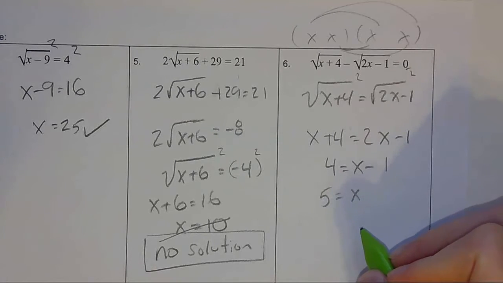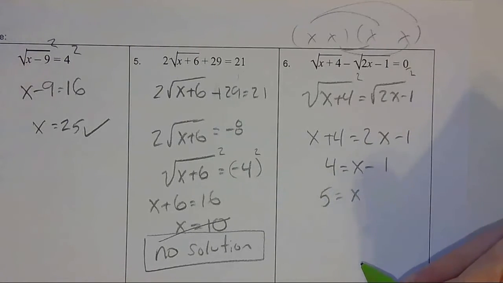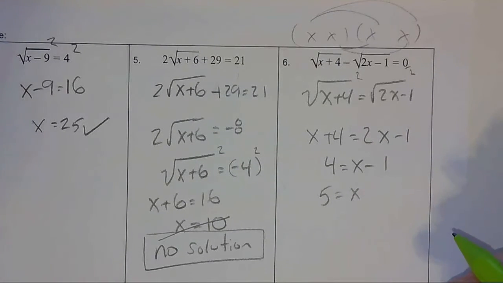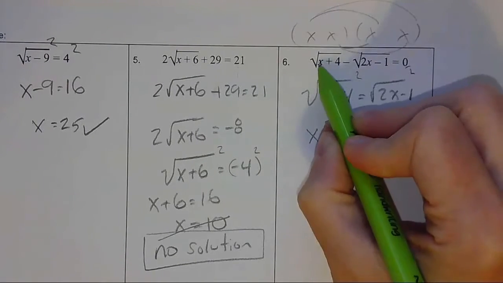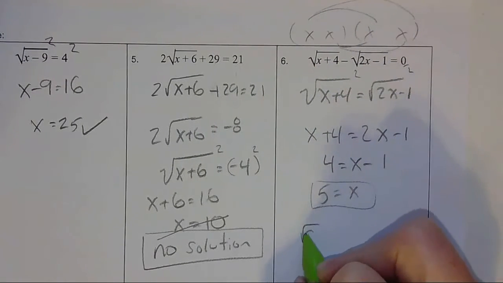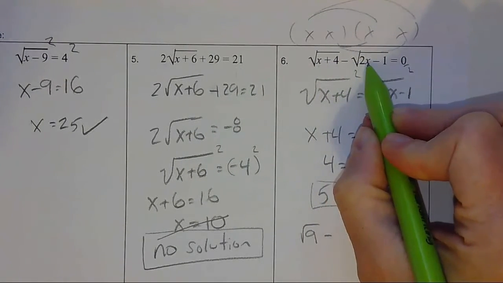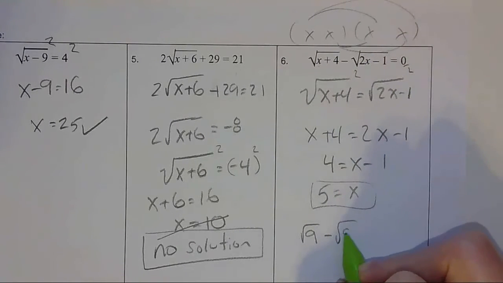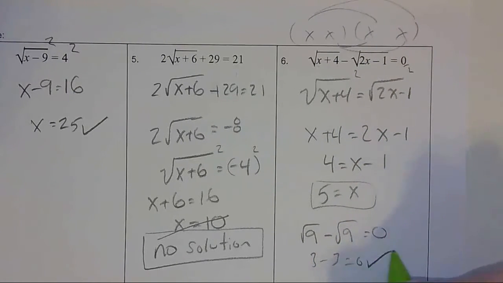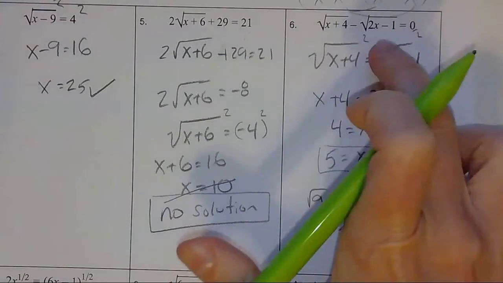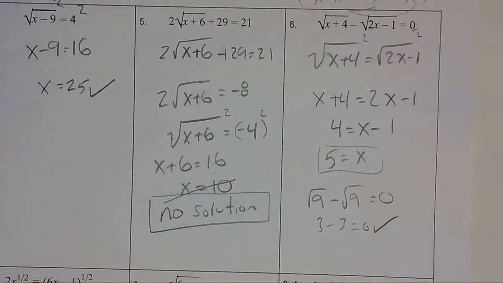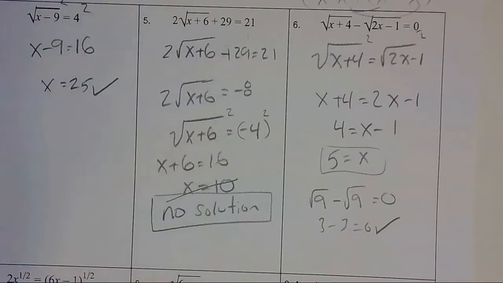Now these guys are a little harder to see just right off the bat that that's an extraneous solution. So x equals 5, you have to prove it. Okay, 5 plus 4 is square root of 9. 5 times 2 is 10. 10 minus 1 is square root of 9. Okay, so square root of 9 is 3, 3 minus 3 equals 0. That guy does work. But these guys definitely have more room for just straight up doing whatever they want to, and then you don't know the answer's obviously wrong. Like this one was obviously wrong.